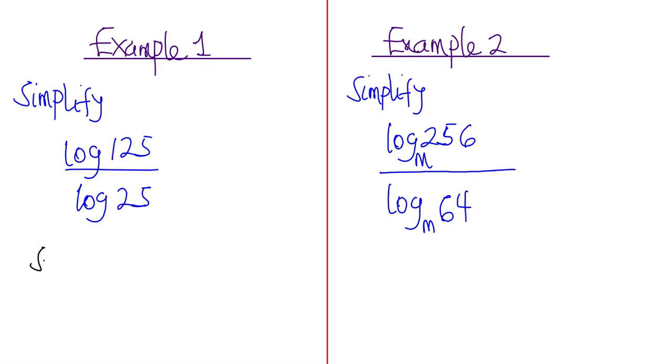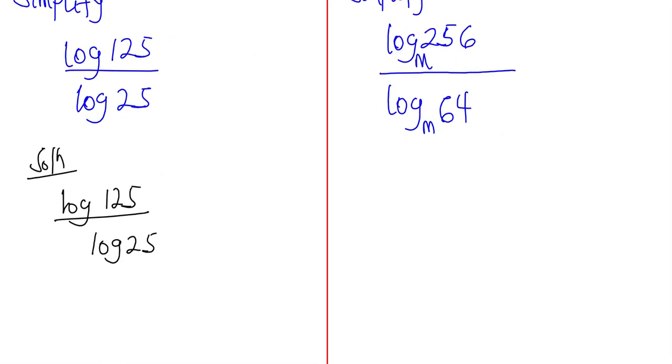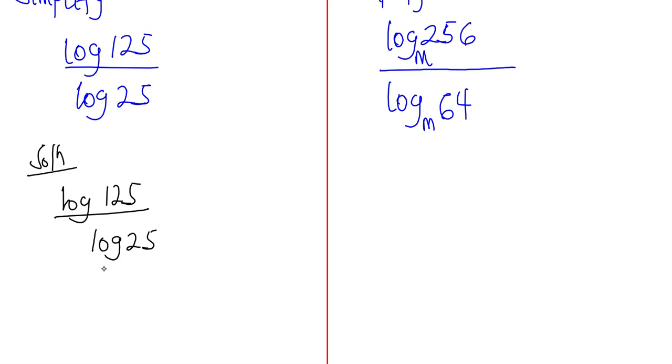So to solve, we are going to write our question as the logarithm of 125 divided by the logarithm of 25. Now in logarithm, we said that if we have a logarithm and the base is not indicated, we have to know that that logarithm is in the base of 10. So it implies that the logarithm of 125 has a base of 10. The same thing applies to logarithm of 25, which has a base of 10.